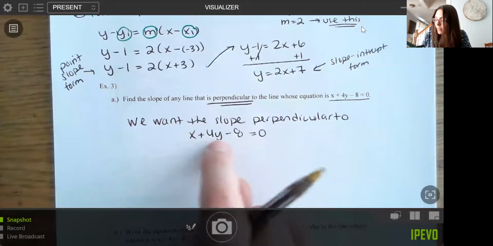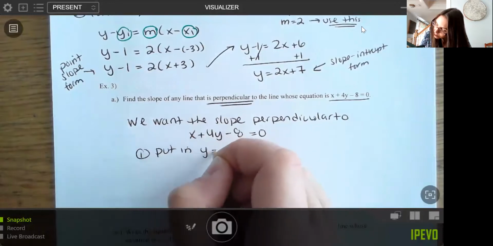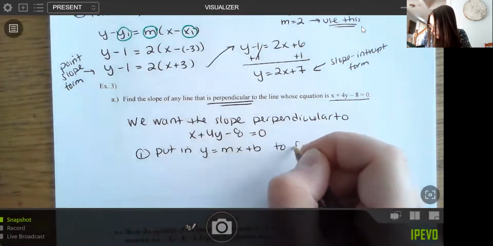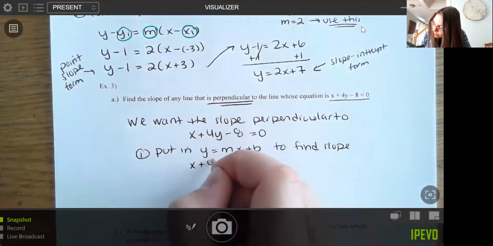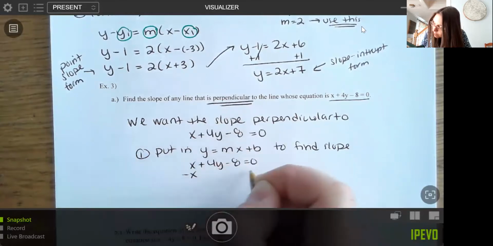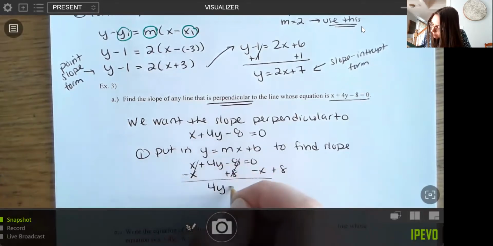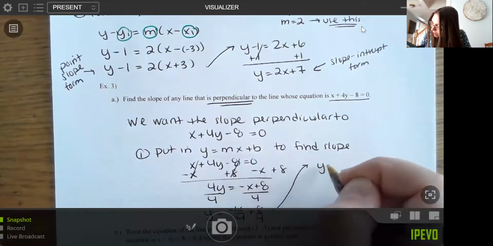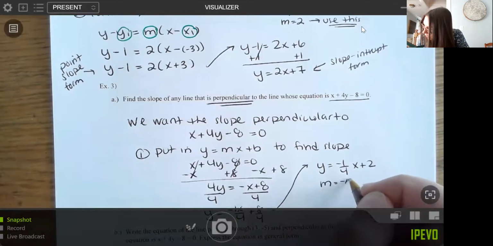So what I need to do first is put this in the y equals form to find the slope. So let's do that first. So I'm going to rewrite it. I'm going to subtract the x first. I'm also going to add the 8 to the other side because I want to get rid of both of those away from that y. Now I'm going to divide everything by 4. So I have y equals negative x over 4 plus 8 over 4. Don't forget there's a 1 there. So that becomes y equals negative 1/4 x plus 2. So our slope here is negative 1/4.